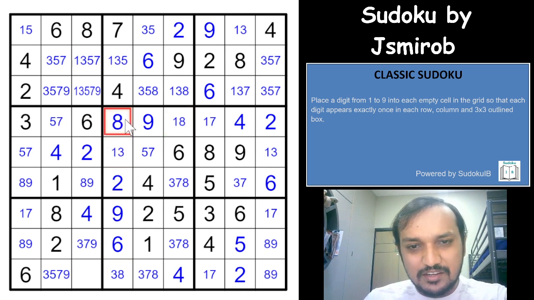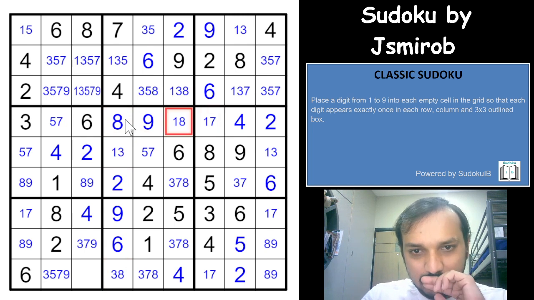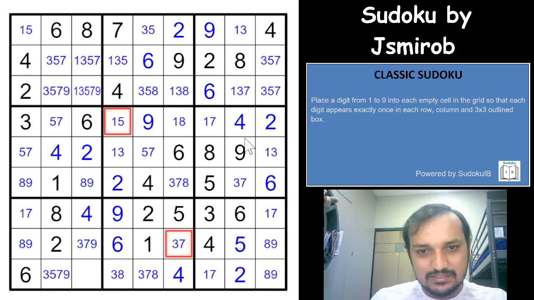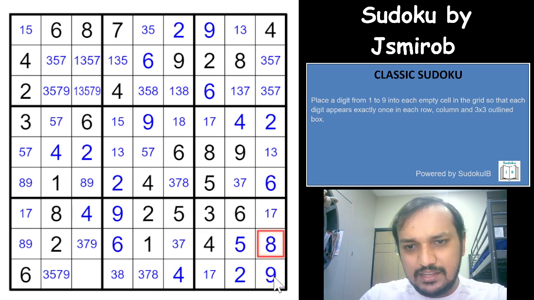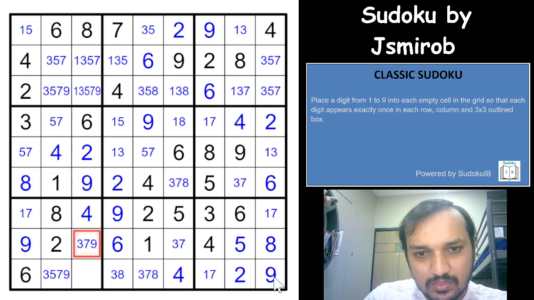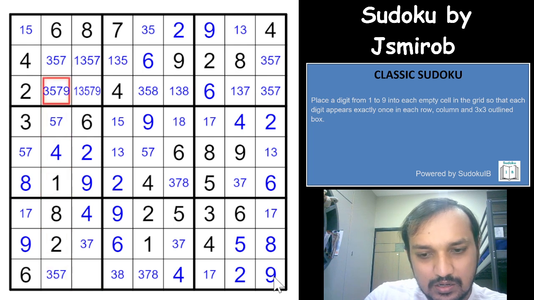If this is an 8 now, this becomes 1, that becomes 3, and you cannot have anything here. So 1 3, 1 8 and 3 8. So this cell and this cell cannot be 8. So 8 is in one of these two cells. That gives you a 9 and an 8 here. That gives you a 9, 8, a 9. A 9 here.